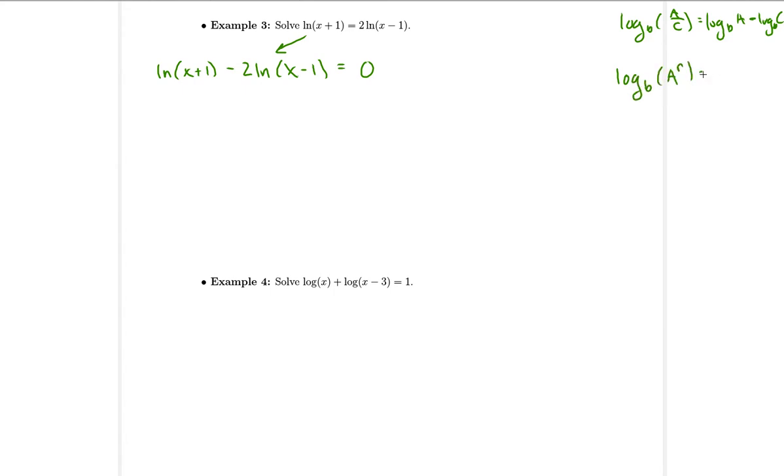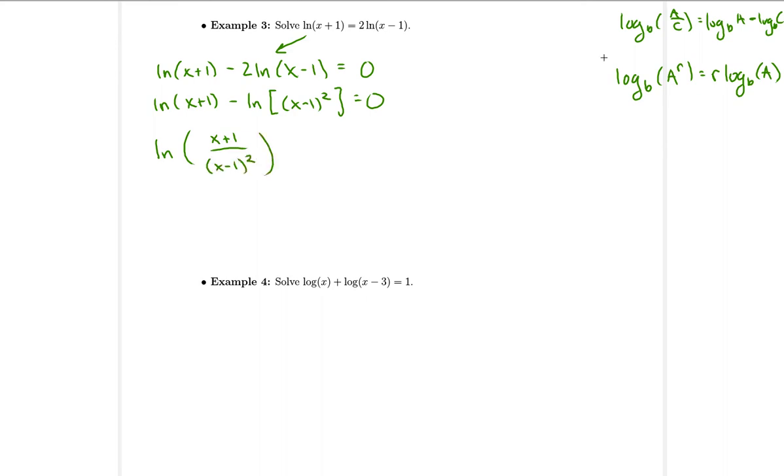right, that says log base b of a to the r is equal to r times the log base b of a. So what I can do as a starting point here is get rid of this 2 by putting it up in the exponent inside this logarithm. So we can say the natural log of x plus 1 minus the natural log of x minus 1 squared equals 0. And then we've got the natural log of x plus 1 over x minus 1 squared, using this property, is equal to 0.